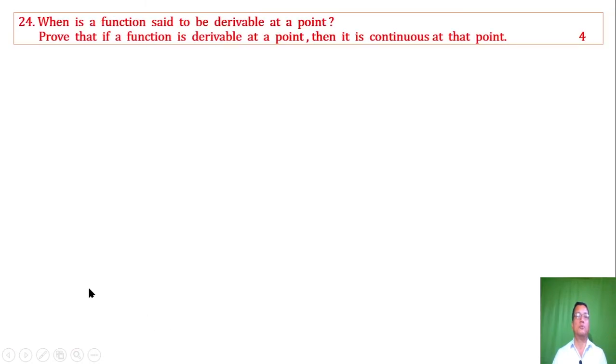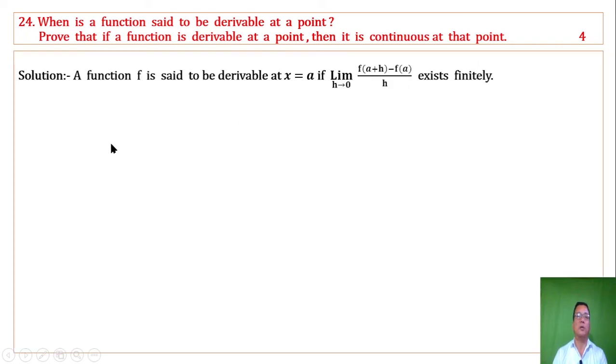Question number 24. When is a function said to be derivable at a point? Prove that if a function is derivable at a point, then it is continuous at that point. A function f is said to be derivable at x equal to a if limit of f of a plus h minus f of a by h, as h tends to 0, exists finitely.